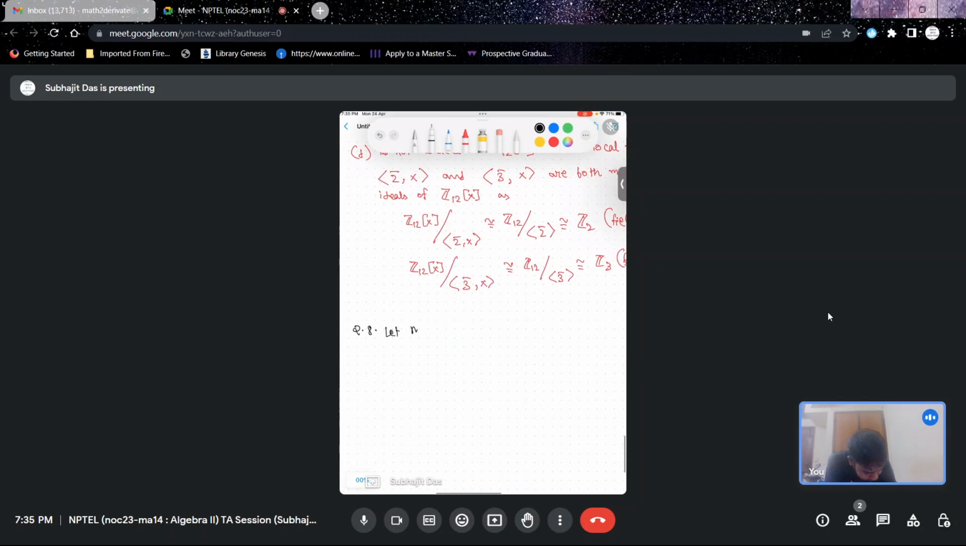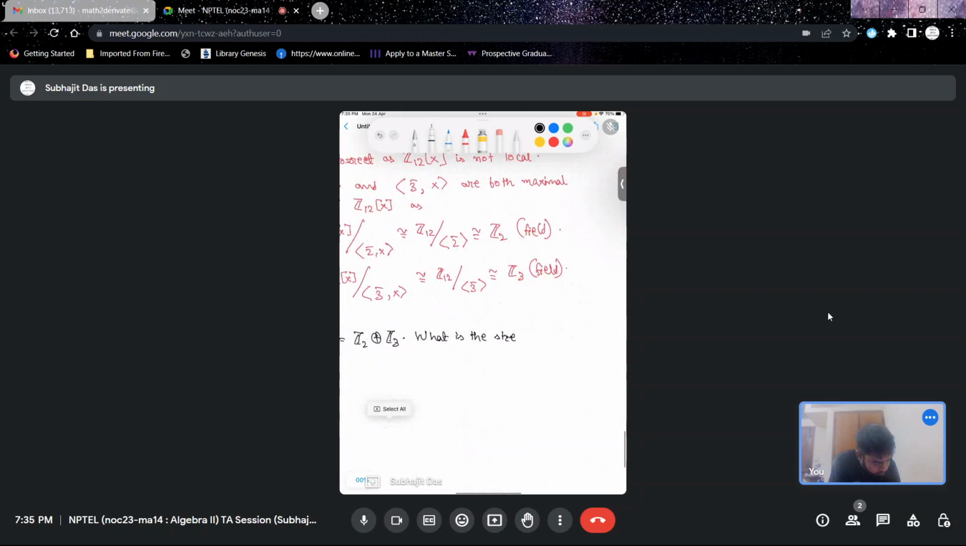Let M be equal to Z2 direct sum Z3, considered as a Z module. What is the size of End_Z(M)? So what is End_Z(M)? You just look at the Z module M, and you look at Z linear maps from M to M. These are all the endomorphisms of the object M in the category of Z modules.